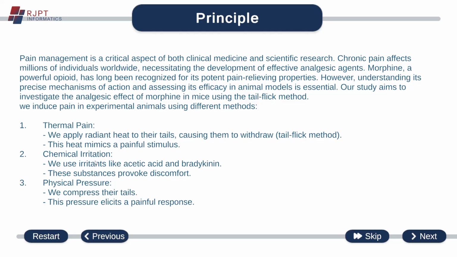The second one is chemical irritation. Chemical irritation means that we use irritants like acetic acid and bradykinin. These substances provoke discomfort. For that, we use acetic acid, as we know it is a highly reactive and very strong acid, and bradykinin. We put these chemicals on the tails of the animal, and this substance provokes discomfort to the animal, and that's how we induce the pain.